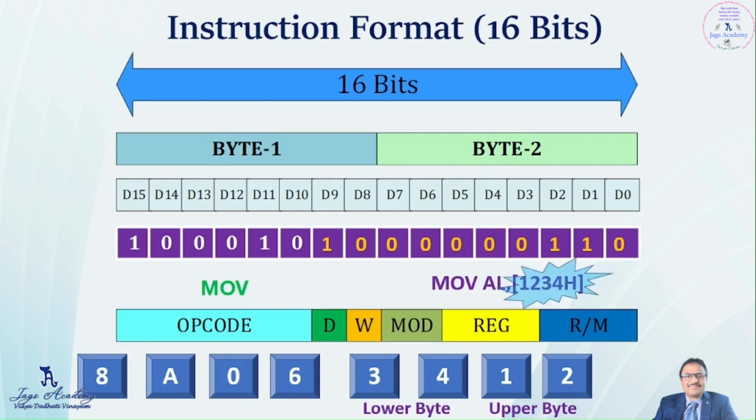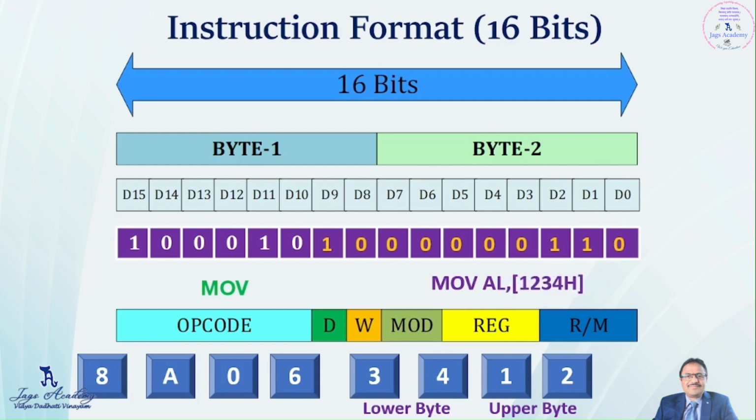Opcode will remain the same, 100010. D bit remains the same. Is it okay? D bit will remain the same because my instruction is MOV AL, [BX] only. Why does the W bit remain the same? Because the data reading is 8 bit. Yes, my W remains the same. Yes or no? You write it. W remains the same. Okay. REG remains the same.